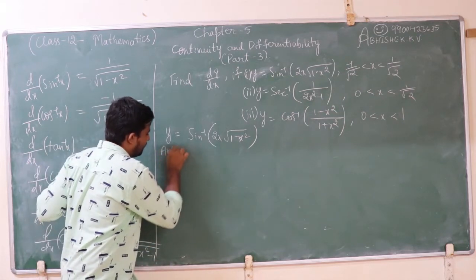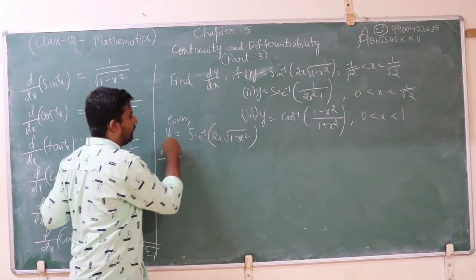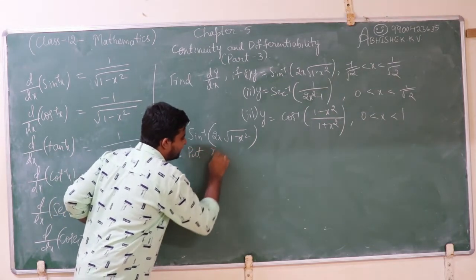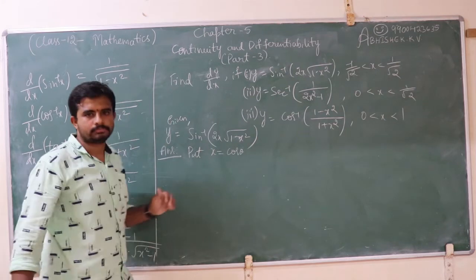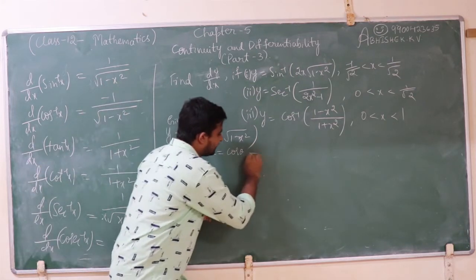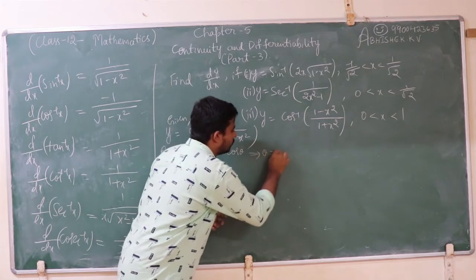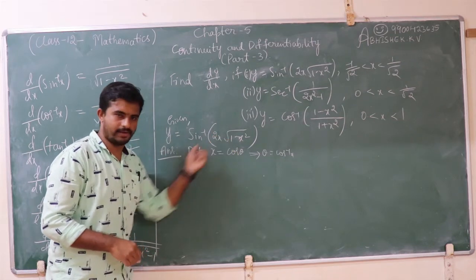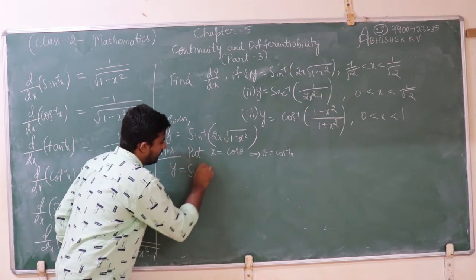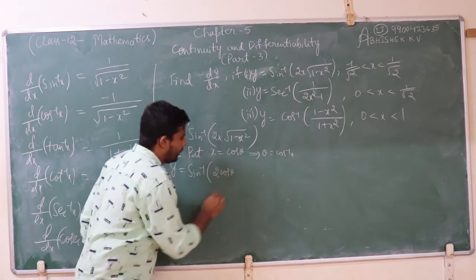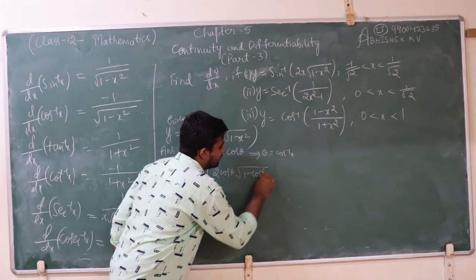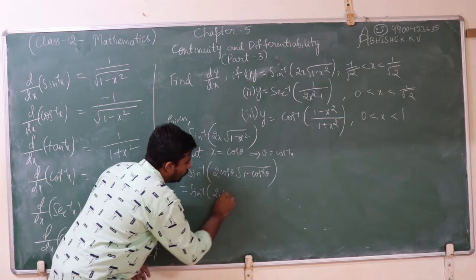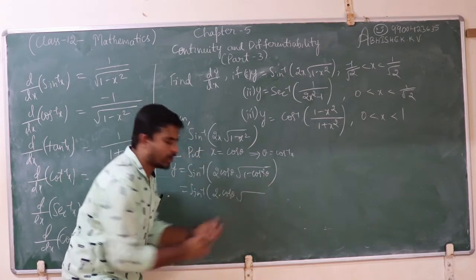See, this is the given function. Given y is equal to sin inverse of 2x into square root of 1 minus x square. Put x is equal to cos theta. This implies theta is equal to cos inverse x. When I apply x is equal to cos theta to the given function, I will get sin inverse of 2 cos theta into square root of 1 minus cos square theta.